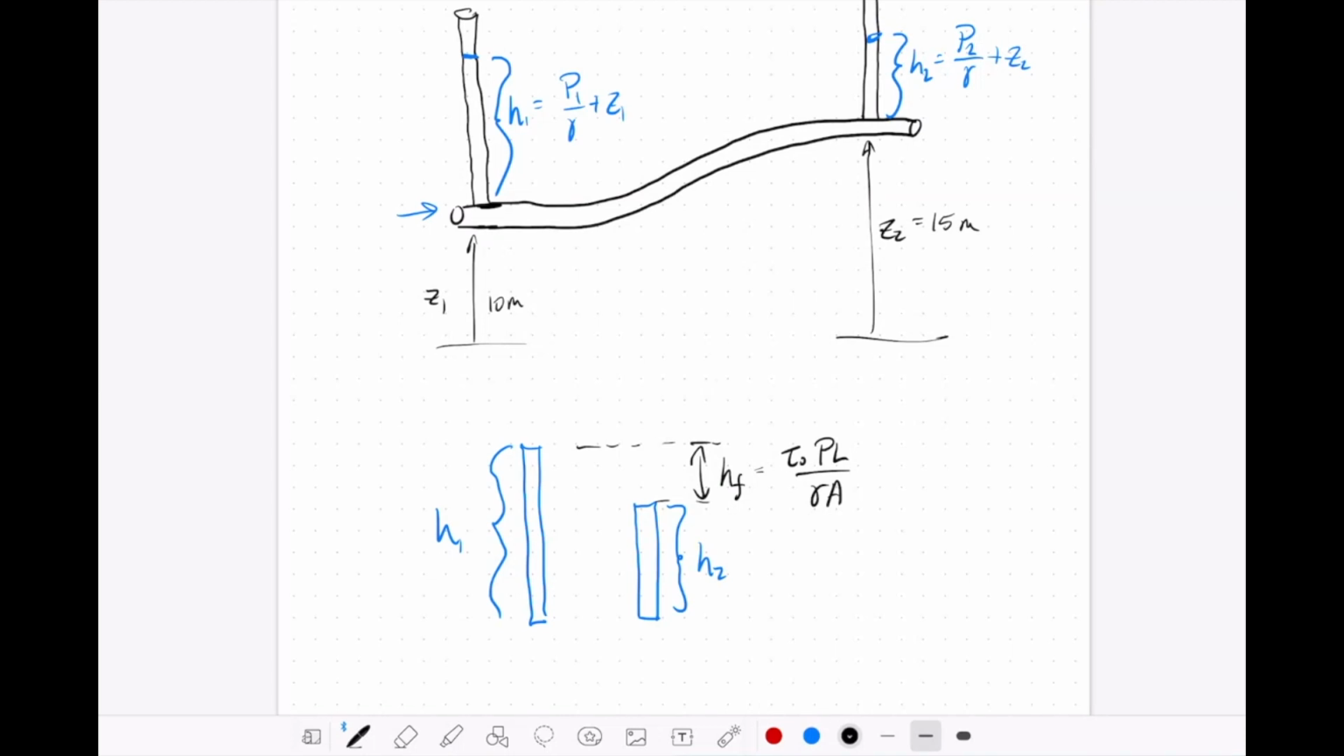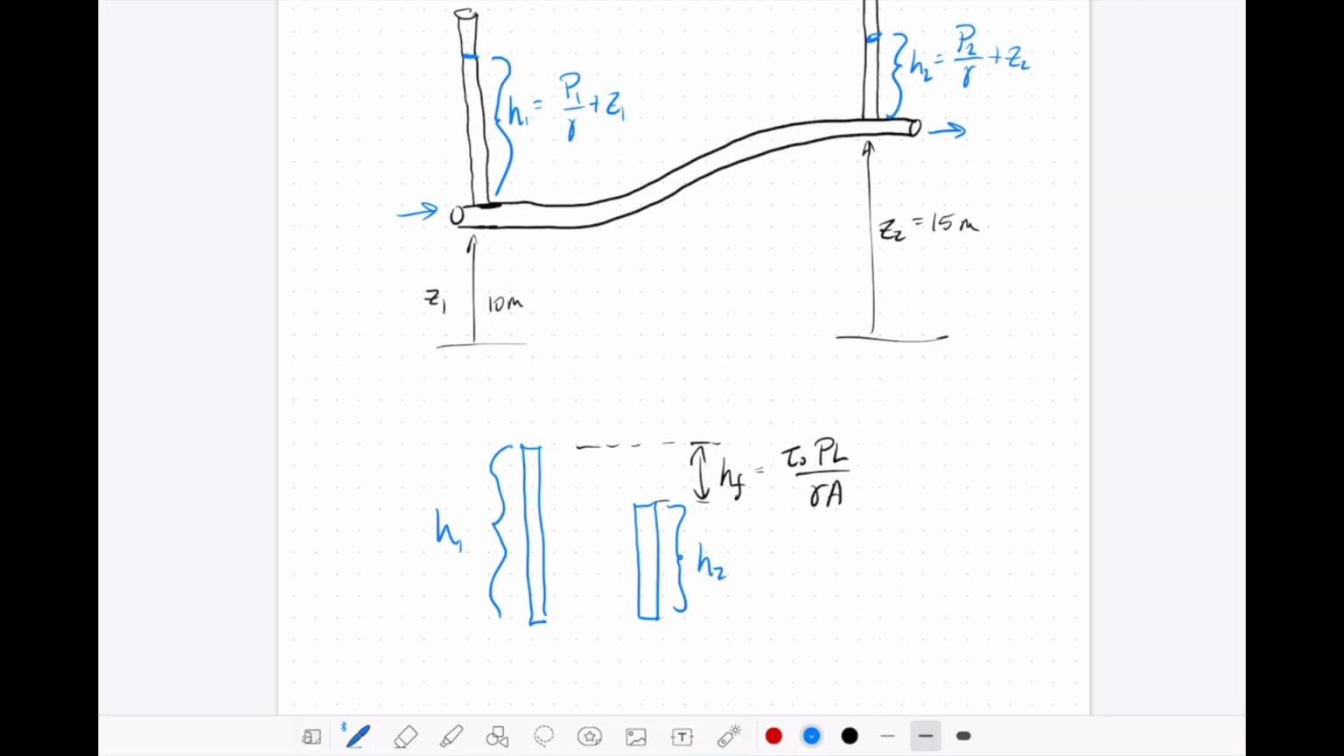Does this make a little bit more sense? So when we talk about pressure head, we don't mean the elevation of the pipe itself. We mean the height of a fluid column that would give the same pressure as the pressure P1 over gamma plus Z1 in the flow.